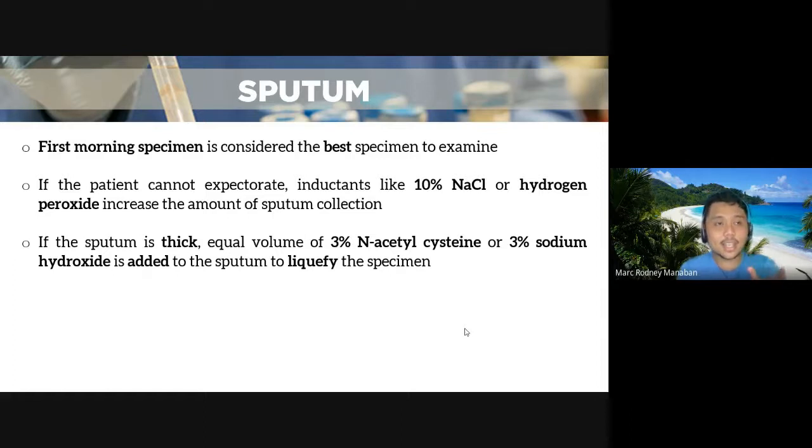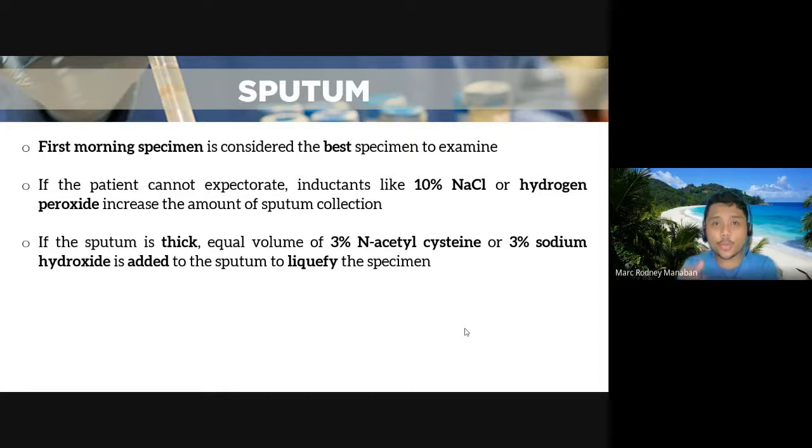The N-acetylcysteine, ang main function is the digestant dito. And ang sodium hydroxide kay decontaminant. Okay? So sila ang pair good for AFB processing sa sputum. But other references have also mentioned that sodium hydroxide can work as a digestant. So, ang answer sa question works as both a digestant and a decontaminant is 3% sodium hydroxide. Okay? So, purpose again is to liquefy the specimen.